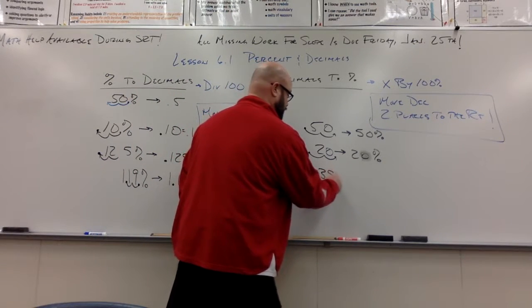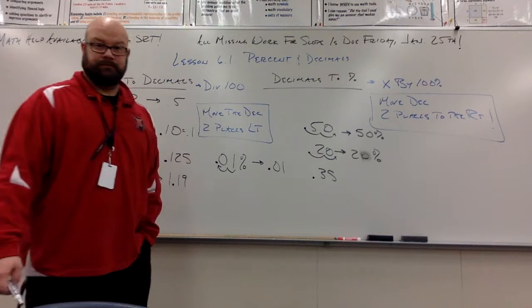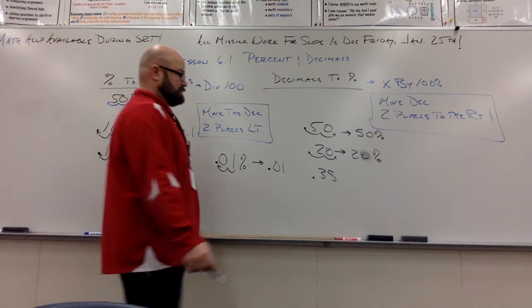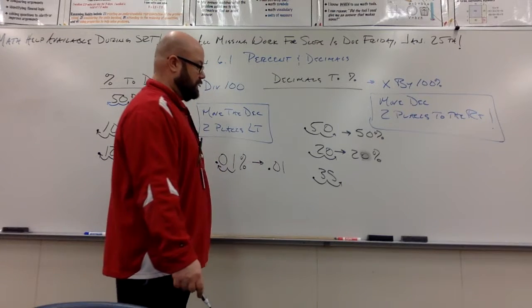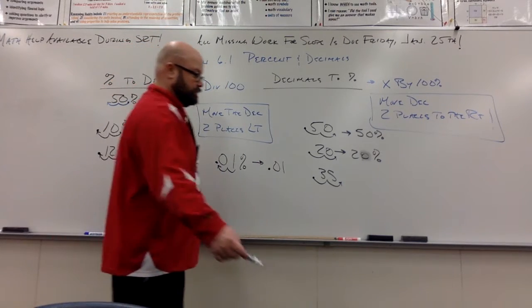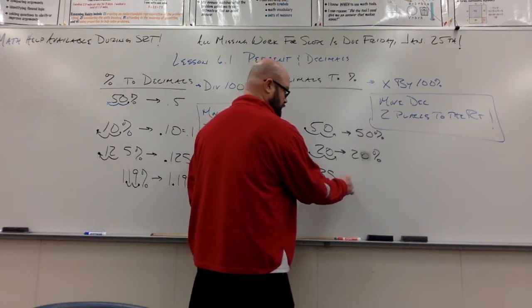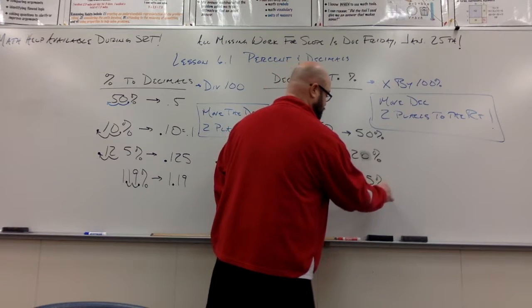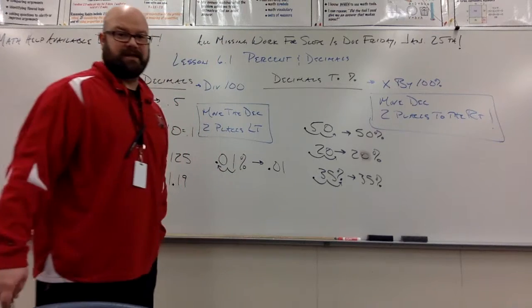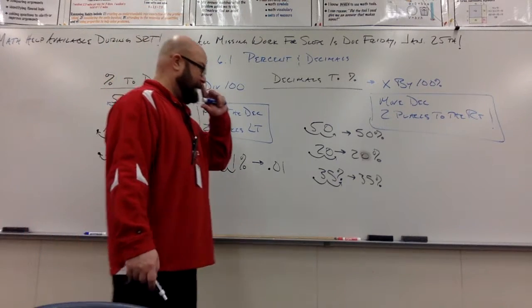Another one, 0.35. Okay, now we move our decimal 2 places to the right. Now all my numbers get filled, or my loops are filled. So my decimal moved. So my answer is 35%. We always move our decimal 2 places to the right.